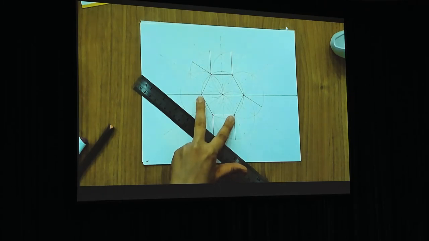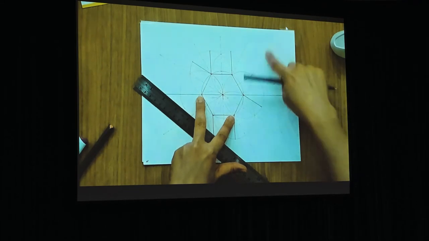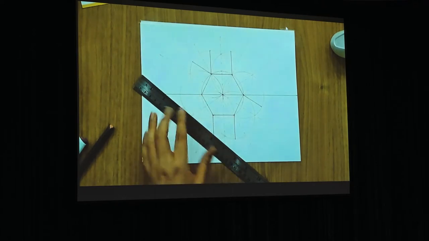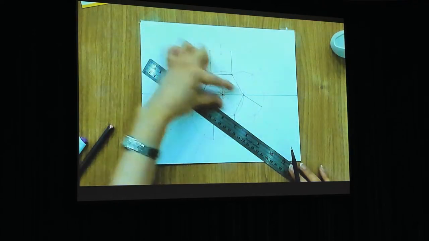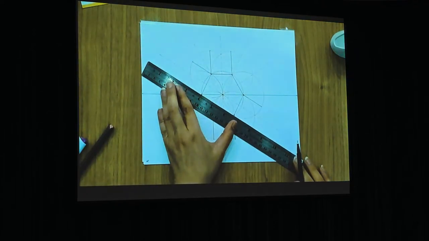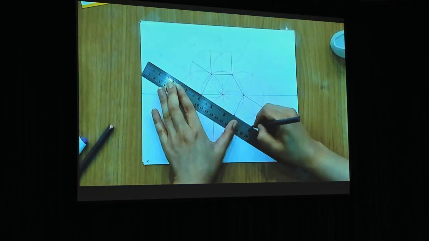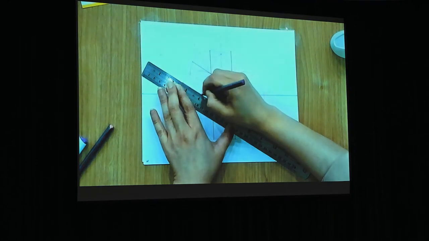If I need to repeat, please let me know. I can draw fast on the side. Okay, so we are making two diagonal lines here. And it is going outside of.